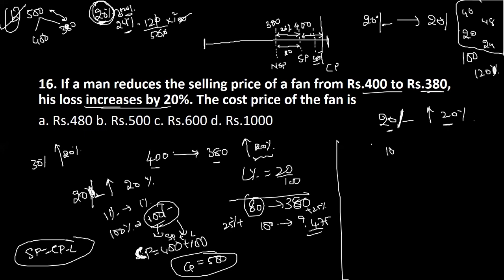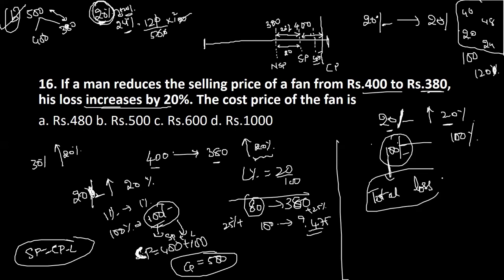Now, that means what? For every 100, if I have to calculate the 100%, then it will be what? 100 rupees. That means what is the 100 here? 100 is a total loss. This 100 rupees is a total loss. Okay. Now, we have the selling price already. Loss equals 100 rupees. Selling price is how much? 400. Earlier the selling price is 400. Now I have to find out the cost price, which is nothing but selling price plus loss. That is 400 plus 100.